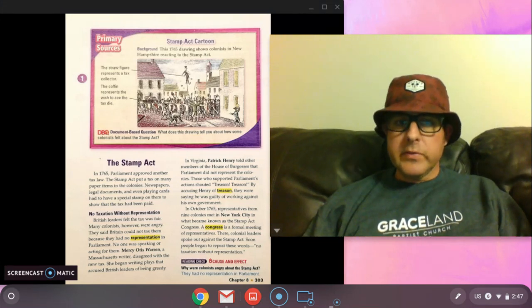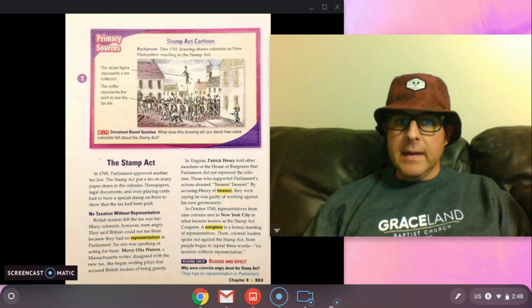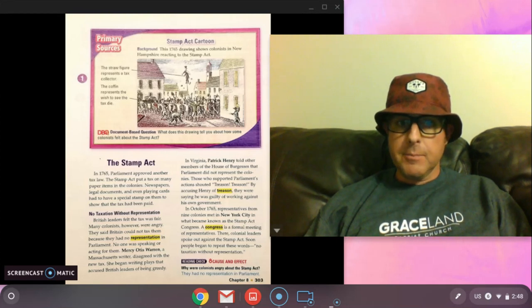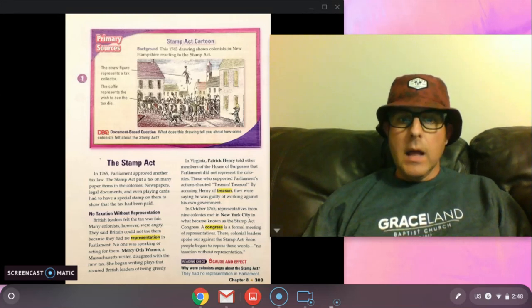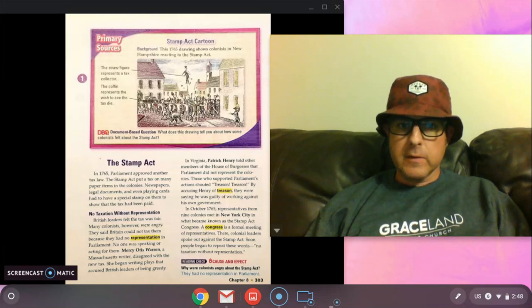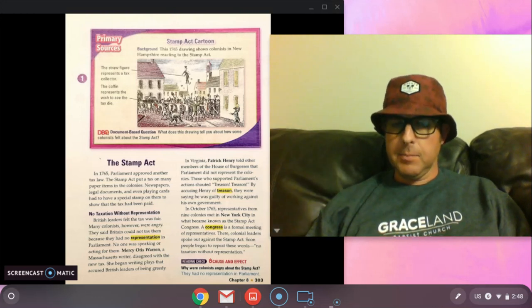So in October 1765, representatives from the 9 colonies met in New York City in what became known as the Stamp Act Congress. A Congress is a formal meeting of representatives. There, the colonial leaders spoke out against the Stamp Act. Soon, people began to repeat these words: no taxation without representation.